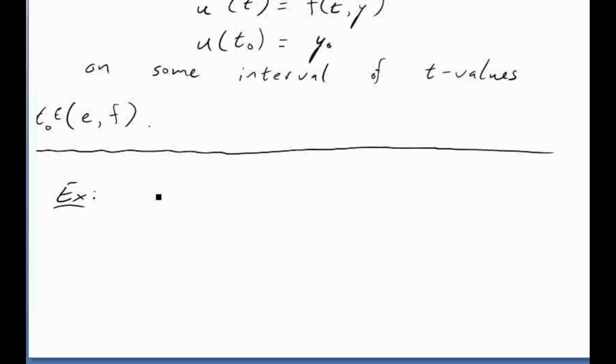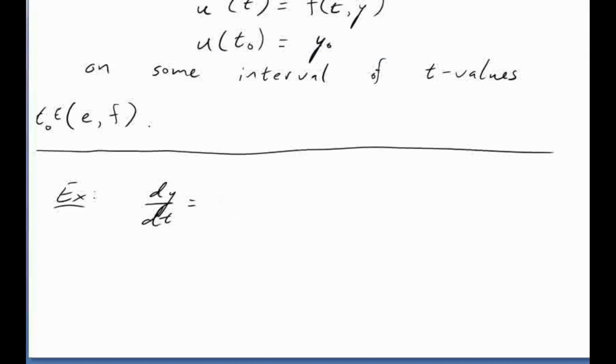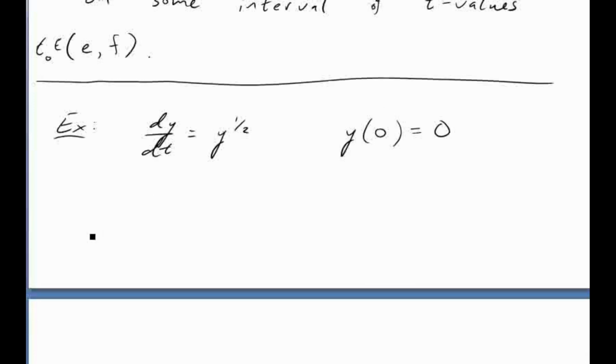So let's say we took the differential equation dy/dt is equal to, no, sorry, that's not right. I mean to say y to the 1/2, and let's just say y of 0 equals 0. All right, well, if we want to think about this, this differential equation here is a separable differential equation. In fact, it's even autonomous, but specifically, it's separable, so we can solve it.